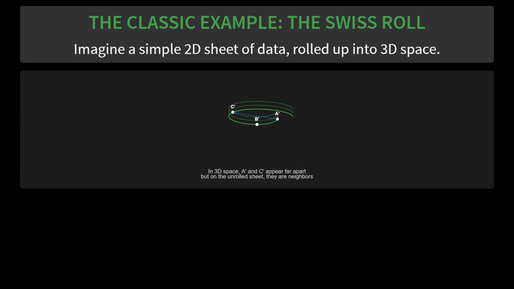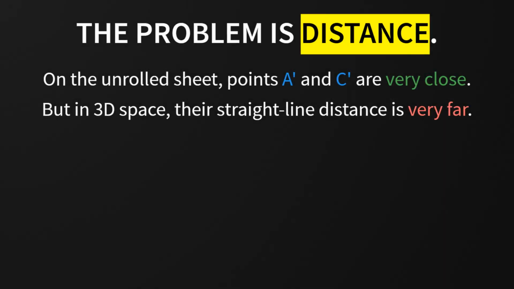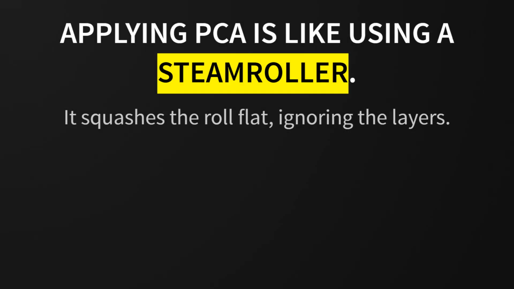We take a perfectly flat two-dimensional dataset and simply roll it up in three-dimensional space. Here's the catch. The true relationship between points is the distance along the curved surface. In the 3D view, points A and C look far apart, but if you unroll the sheet, they're actually right next to each other. So what happens if we apply PCA to this 3D roll?